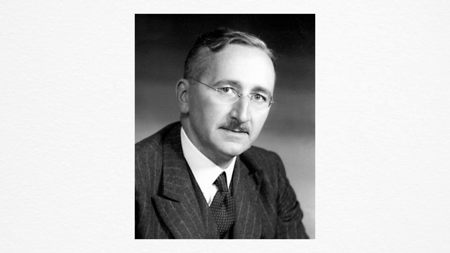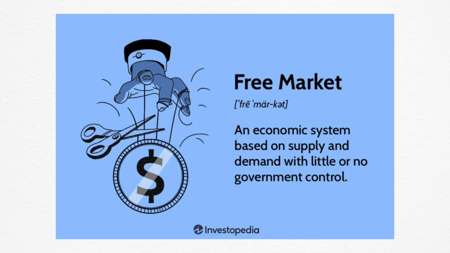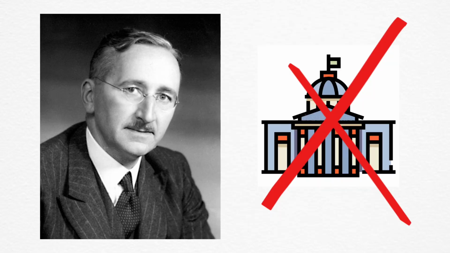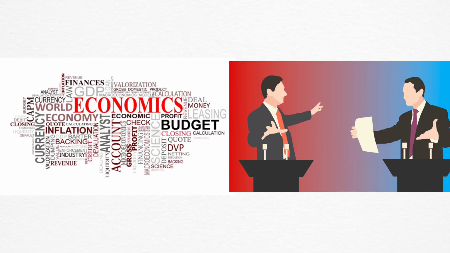Friedrich Hayek. Friedrich Hayek was an Austrian economist born in 1899 who strongly supported free markets and individual freedom. He argued that government intervention in the economy often leads to inefficiency and loss of freedom. His famous book, The Road to Serfdom, warned about the dangers of too much government control. Hayek's ideas had a major influence on modern economic and political thought.